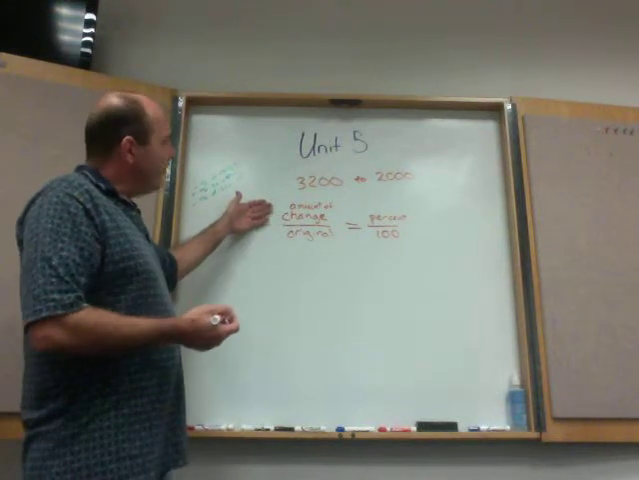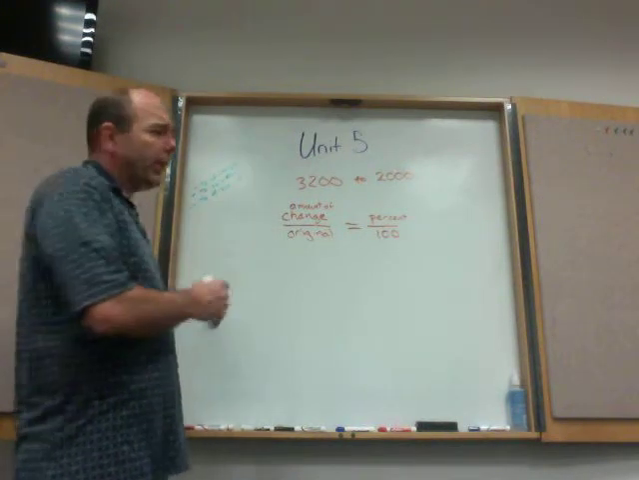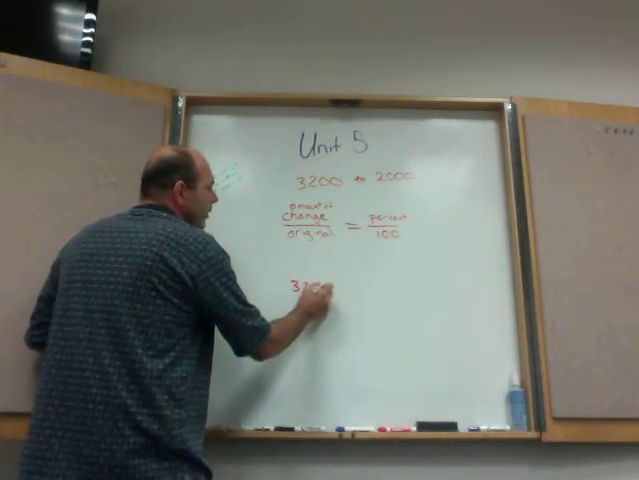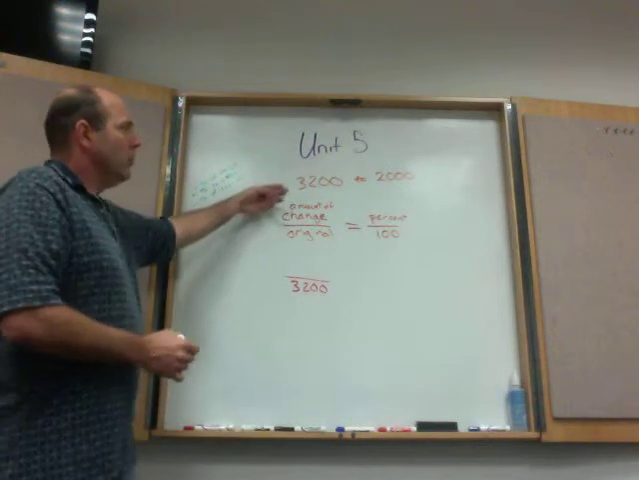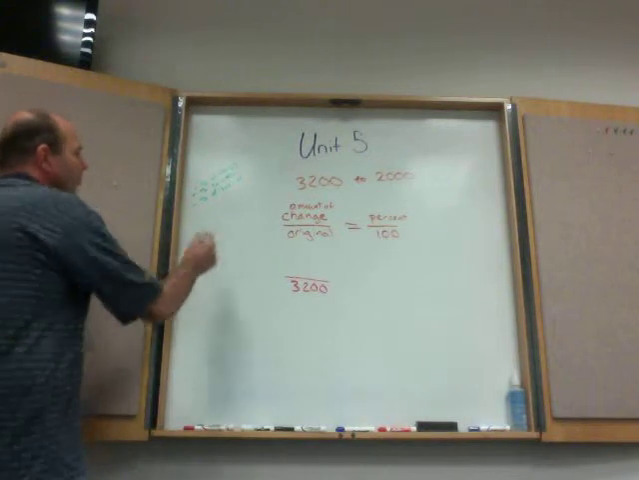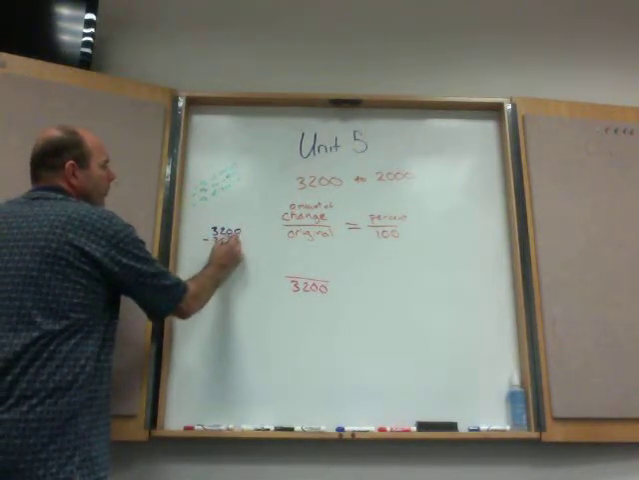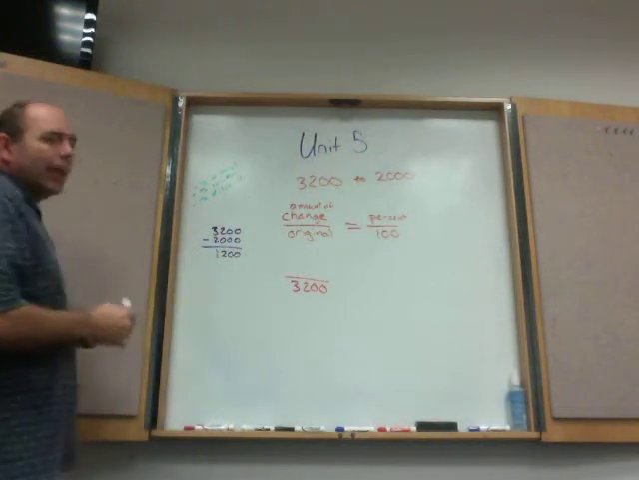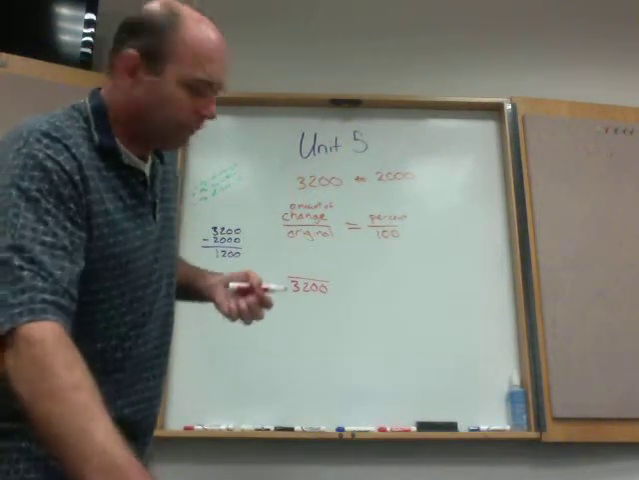So let's take this here. My original caloric intake was 3,200 calories. I'll put that down in the denominator, 3,200 calories. How much of a change is that? I'm pretty sure you can do that right in your head, but I'll go ahead and do that. 3,200 minus 2,000, and you have a 1,200 calorie change. I think we could all use some of that, huh?